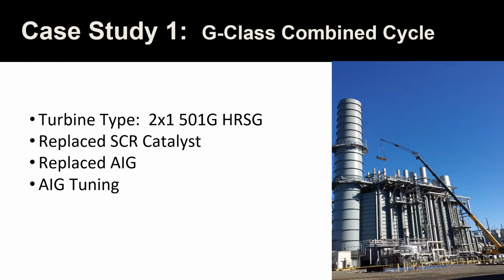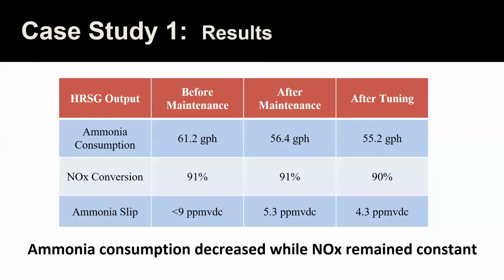This case study also involves replacing the SCR catalyst and upgrading the ammonia injection grid. And then we followed up with tuning, which is more of what this particular case study is going to get into. The results were great. So before the outage, with the original catalyst and original AIG, the unit had an ammonia flow rate of 61 gallons an hour. Now, for NOx conversion, we're going to be chasing the same number all the time. They kept the same set point. But ammonia slip was climbing up toward 10 ppm.